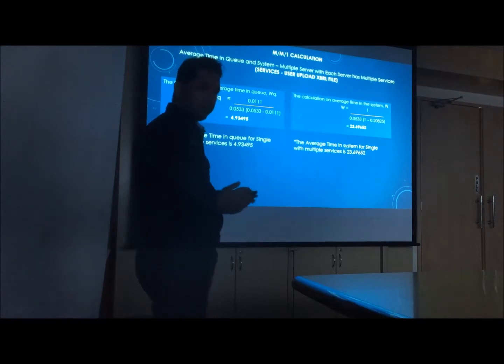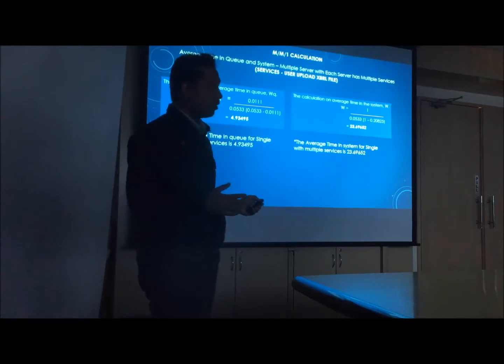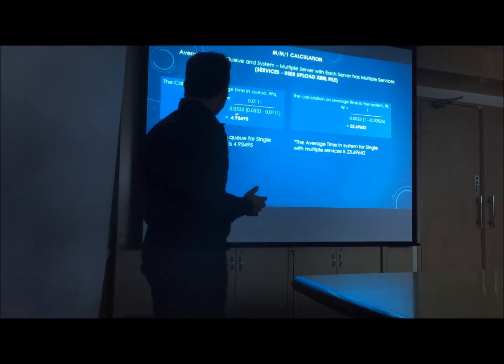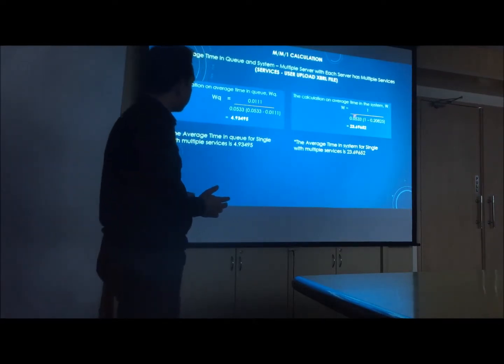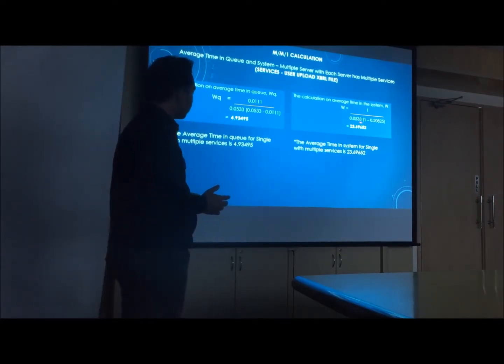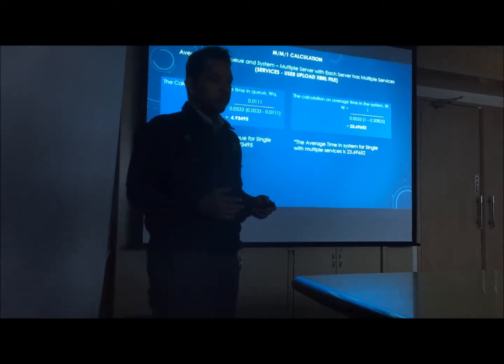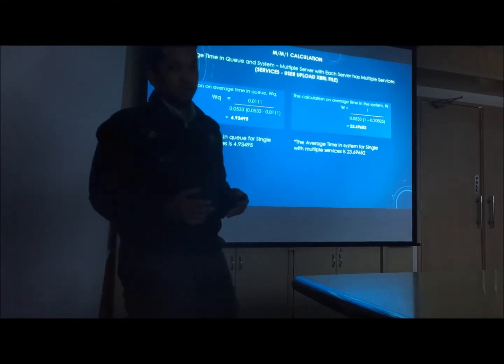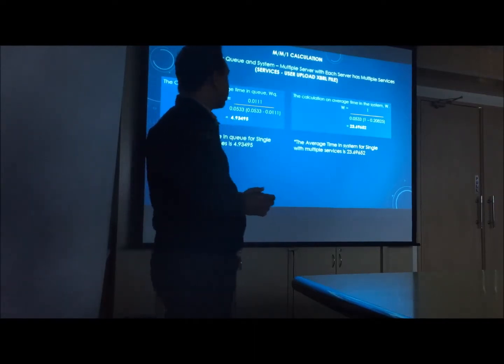Second, we calculate the service of user uploading the XBRL file. This is the average time in queue we get, and this is the average time in system, the value that we get. So the average time in the queue for the single server with multiple services is 4.93495, and the average time in the system is 23.69652.